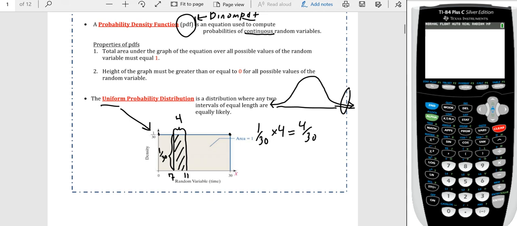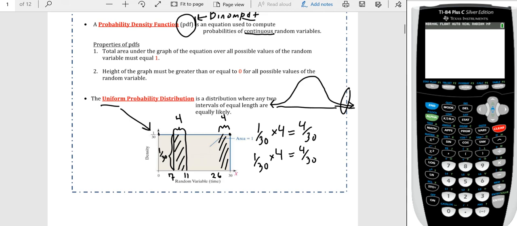But I could have another rectangle to compare that to over on this side here. Maybe I go from 26 up to 30. So 26 up to the end. And I want to find the probability of that region. Well, that region also has a width of 4. It has the same width. Since it's a uniform probability, that also means that the height is going to be consistent. It's also going to be 1 out of 30. So this is also going to have an area of 4 out of 30.